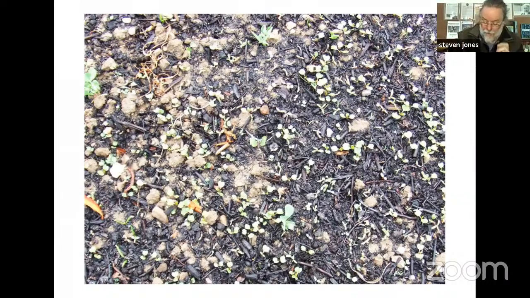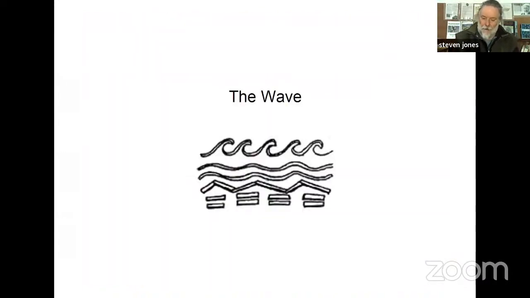So great if you're seed saving, if you have many seeds, it's a really interesting way to try to approach growing. And this also could be done for non-productive, non-food crops as well, for rewilding. Anyway, and then there's the wave.